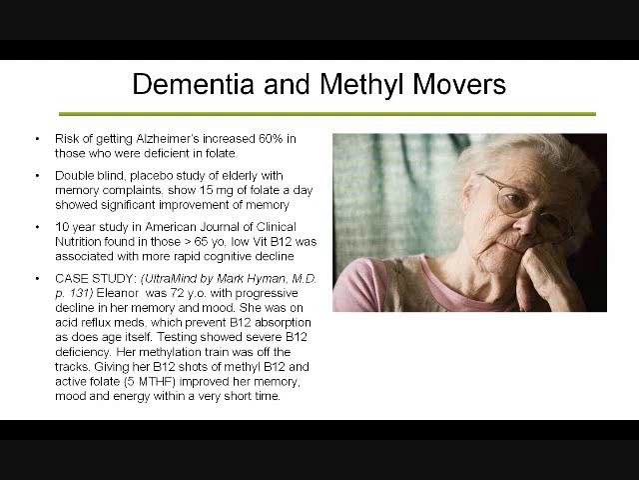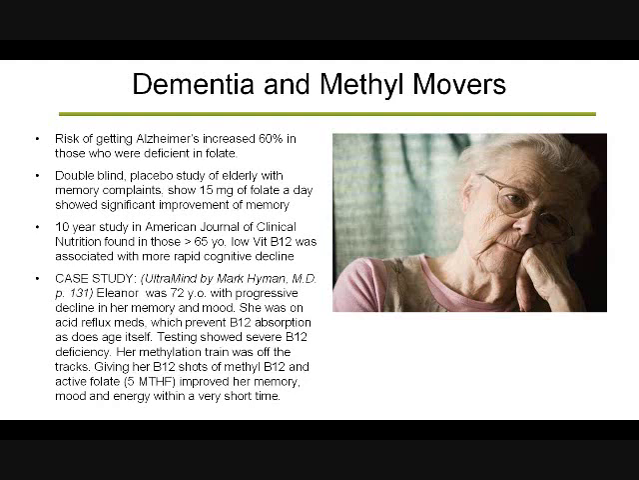A 10-year study in the American Journal of Clinical Nutrition found that in those over 65, low B12 was associated with a more rapid cognitive decline. So another case study from Hyman's book, Ultramind, Eleanor, a 72-year-old with progressive decline in memory and mood. She was on acid reflux medicine, which prevents B12 absorption, as does age itself with the lower acid. And testing showed severe B12 deficiency.